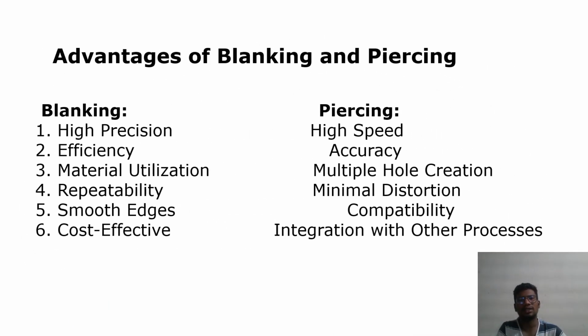What are the advantages of blanking? The advantages of blanking: higher precision, efficiency, material utilization, stability, smooth edges, and cost efficiency. And piercing: high speed, accuracy, multiple hole creation, minimal distortion, and compatibility and integration with other processes.